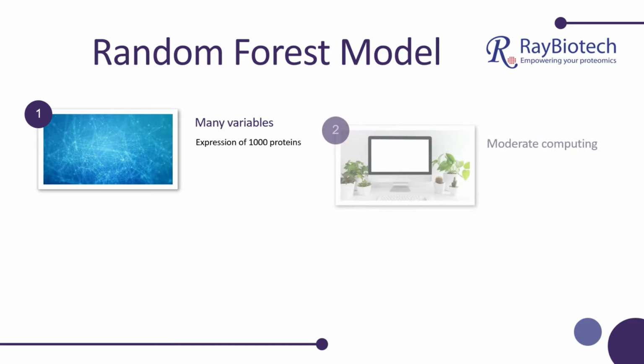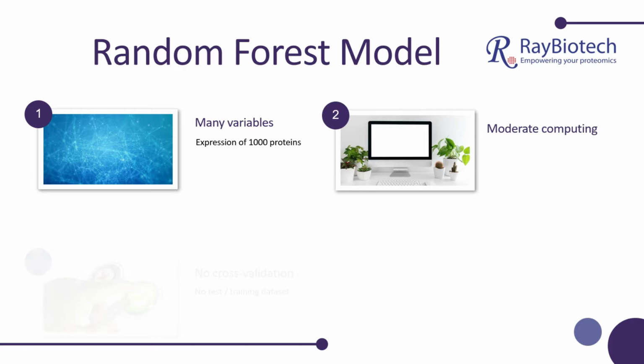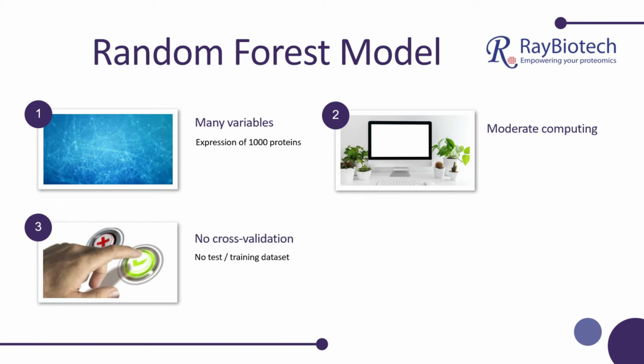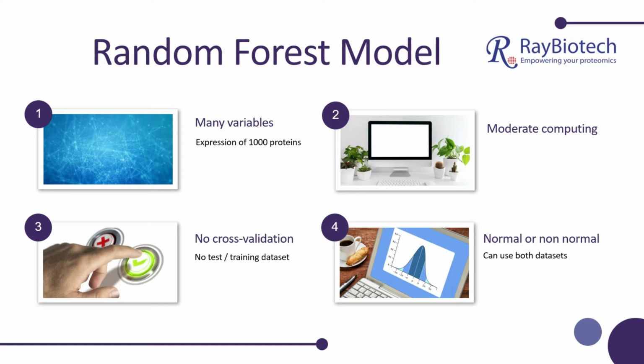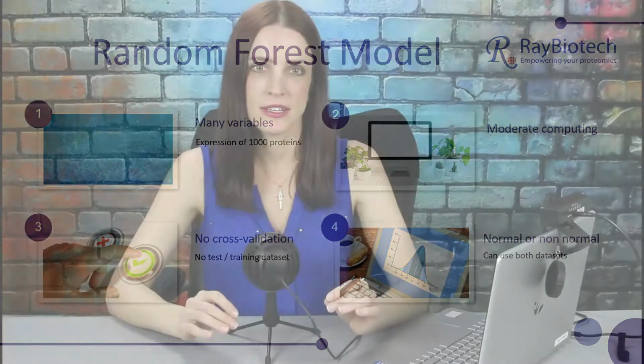Two, you only have moderate computing capabilities. Three, you don't want to analyze a separate set of samples for cross-validation. Four, the groups are or are not normally distributed. You can use both types of data sets.